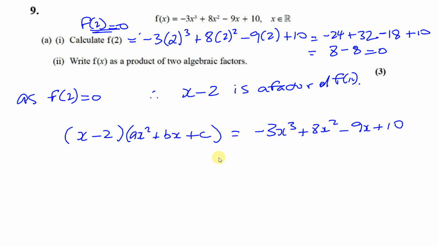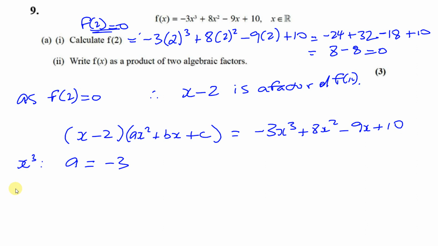Now a nice way of doing this is by what's called recognition. So we compare, for example, the x cubed terms on both sides here. So x times ax squared is going to give me the x cubed term. So on this side you're going to have a as your x cubed term. On that side you've got negative 3. So we know a must be negative 3. That's the only way you're going to get negative 3x cubed.